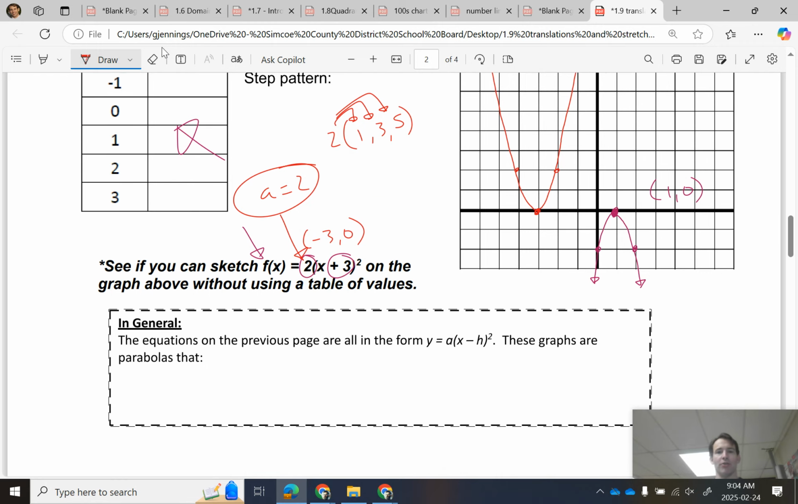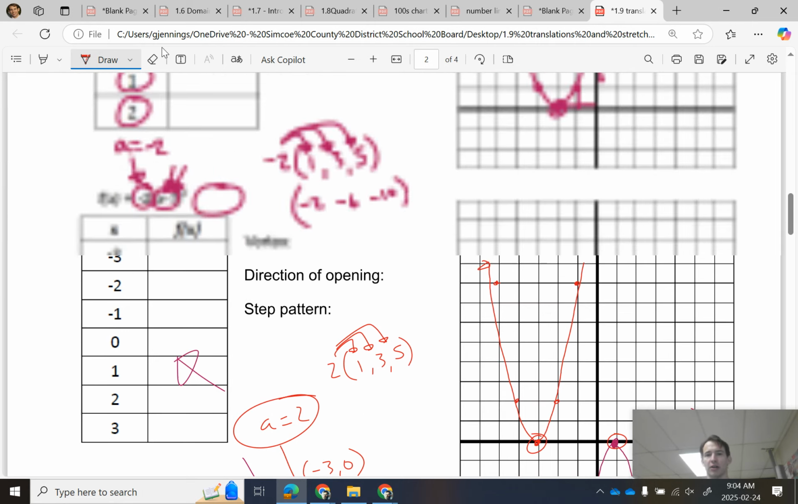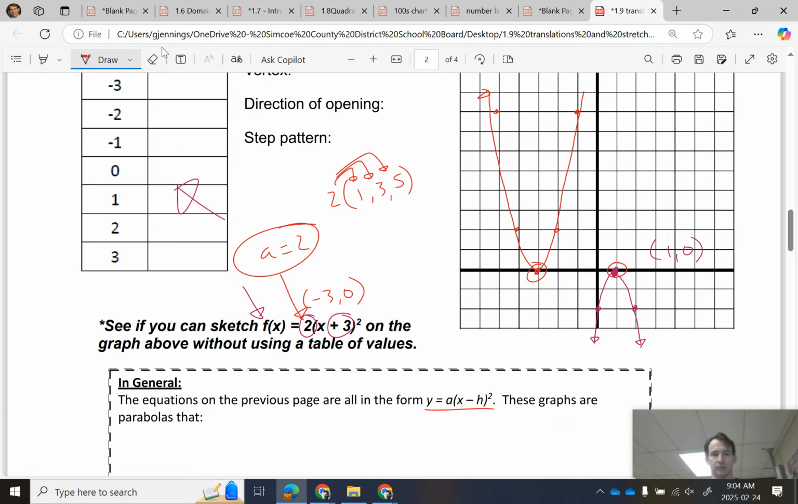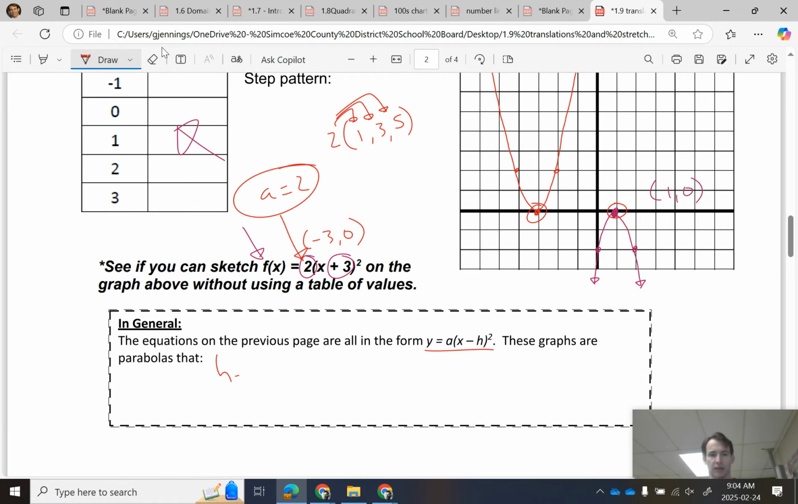So, in general, when we have these parabolas, y is equal to a(x minus h) squared, look at that. Look where their vertexes are. Look where their vertexes were on the x-axis. Because the value of k there is 0.